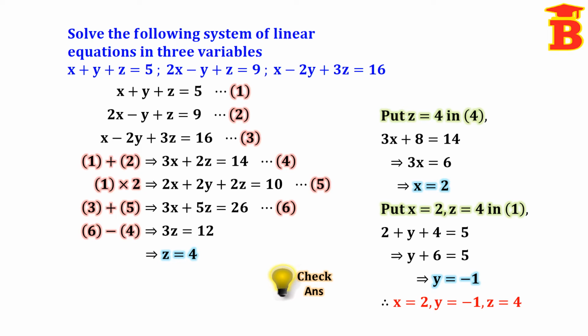Note that we can check the answer. In all the solved problems, after getting the answer, if you want, we can check it. Substitute in any one of the given equations and check the answer. Check it in the first equation: x plus y plus z equal to 5. If you put x equal to 2, y minus 1, z 4, we get 2 minus 1 plus 4. 2 minus 1, 1. 1 plus 4, 5. So the equation is satisfied. Therefore our answer is correct. We can check it in any one of the given equations.